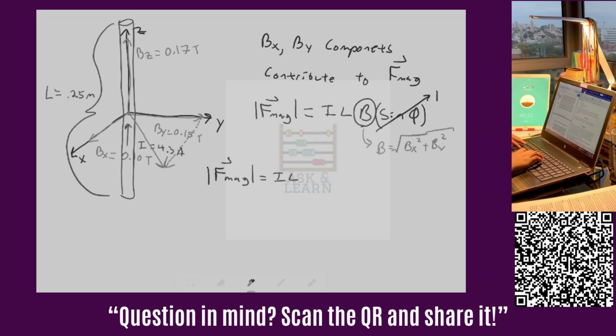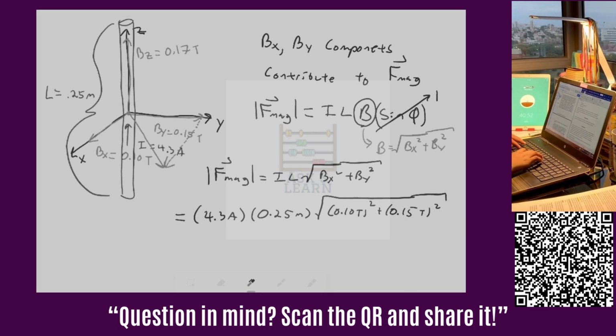So F is IL multiplied by the square root of Bx squared plus By squared. Putting all this in, the current we're given is 4.3 amps. The length of our wire is 0.25 meters. And then we're going to take the square root of our 0.10 teslas squared, can't forget our units, plus our 0.15 teslas squared. Putting that all into our calculator, we see that we get a magnitude of the magnetic force acting on this wire of 0.19 newtons. And that is our answer.